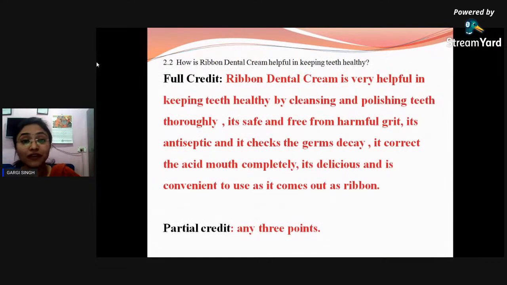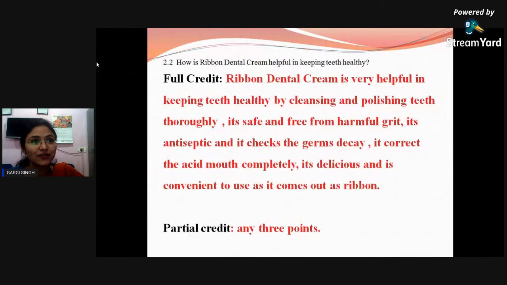You will be getting full credit if you have written Ribbon Dental Cream is very helpful in keeping teeth healthy by cleansing and polishing teeth thoroughly, as most of you have written. It's safe and free from harmful grit. It's antiseptic and it checks the germs decay. It corrects the acid mouths completely.